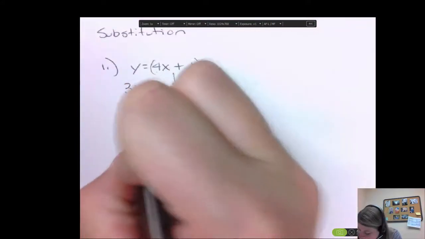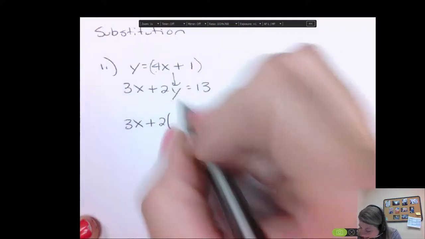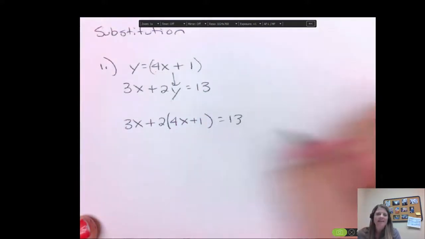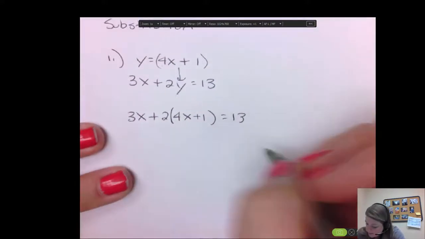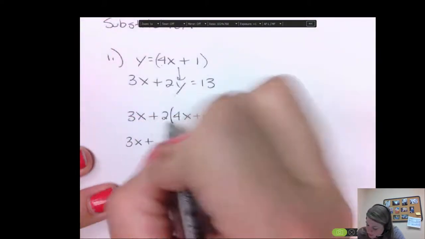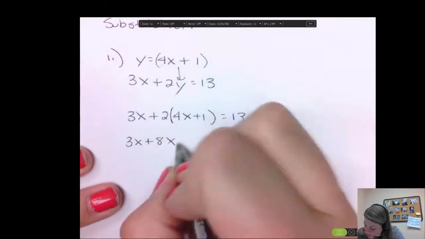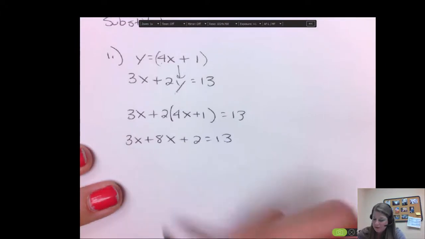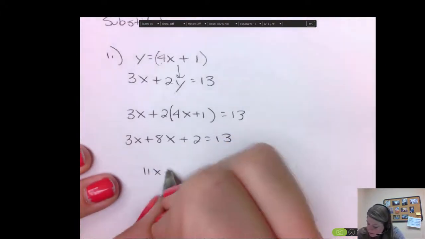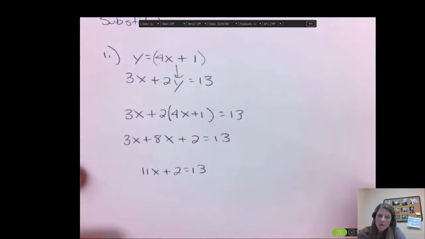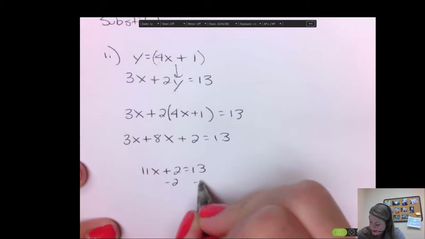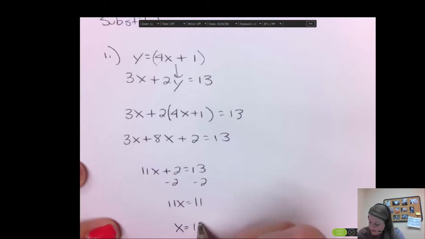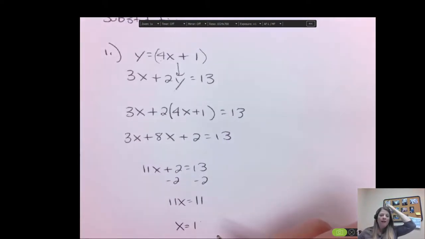It would become 3x plus, keep the 2, take the y out, and in its place put the entire top part, equals 13. Then you have to go into solving your equation here. So we leave the 3x plus 2 times 4x is 8x, 2 times 1 is 2. Simplify your left side by combining your like terms. So 8 and 3 become 11x plus 2 equals 13. So minus your 2 to get rid of the 2 by the x. And I would have 11x equals 11. Divide by 11 and you get that x is equal to 1.